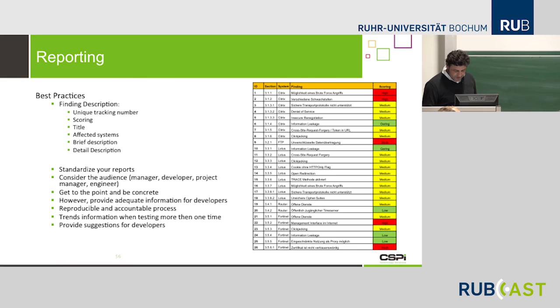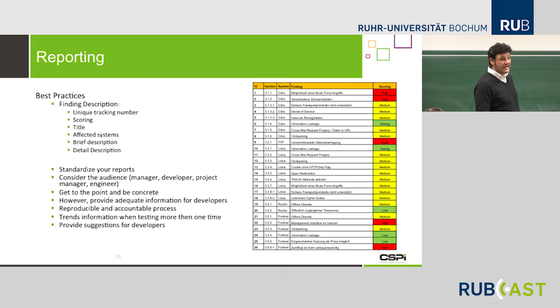So for the best practices for reporting, take down notes while you are testing. It means every finding, take notes, because then it's much easier later to finalize the reporting. You may even create a skeleton for the reporting, and then you may directly type it into your report, which accelerates everything.